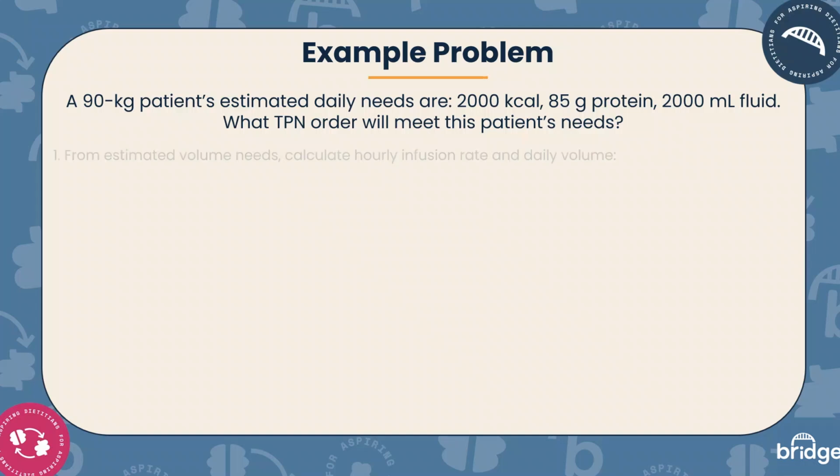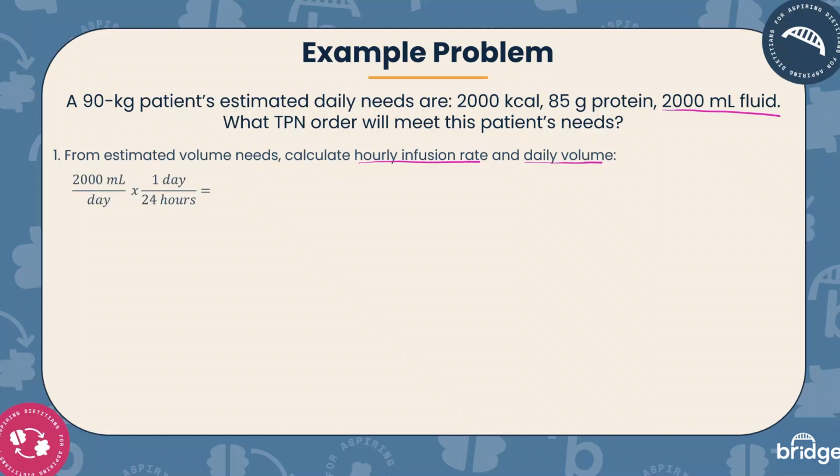To write an order, we start with the patient's volume needs. If this patient was being fed continuously, because it doesn't say to just feed them for a few hours, what is the hourly infusion rate? And so what is our daily volume of TPN that we're providing? Since this patient needs 2,000 fluid milliliters every single day, and every day has 24 hours, then we're talking about 83.3 milliliters needing to be provided every single hour, which I'm going to round to 85.